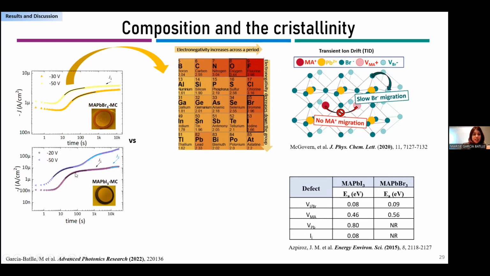As you can see here, this is a summary of what I presented. Basically, we have a higher structural stability in our bromide-based perovskite.